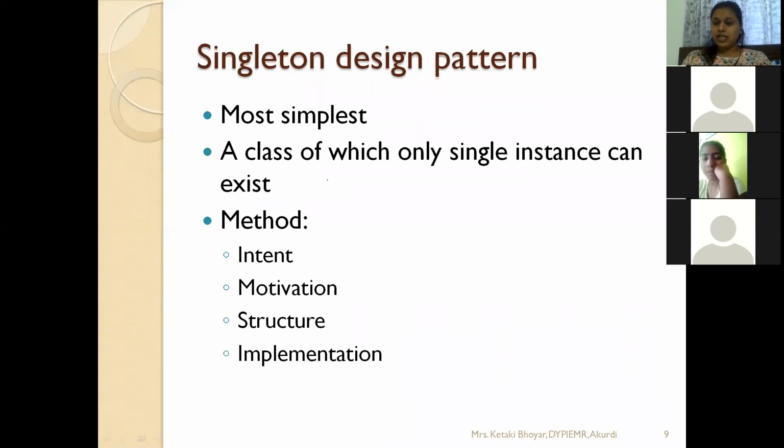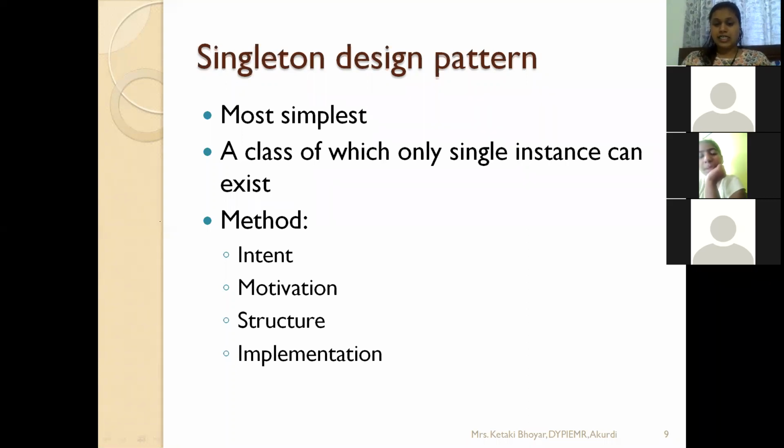The structure or layout can be defined in the form of a class diagram, or in the form of an object diagram when there is a need to show object instantiation or communication between objects. And the implementation can be defined in the form of code. You can write the code for any of the examples that we are seeing. Please memorize all four points and use this method to write any design pattern. First we define the intent, then the motivation, then the structure, and then the implementation of the design pattern.